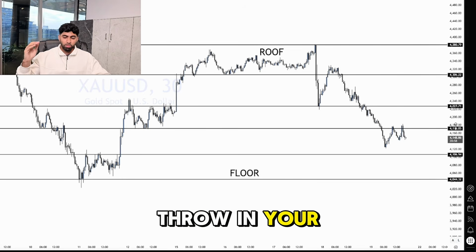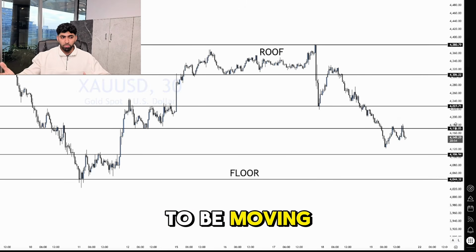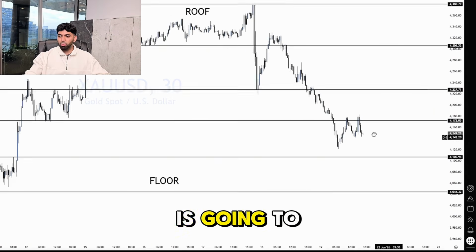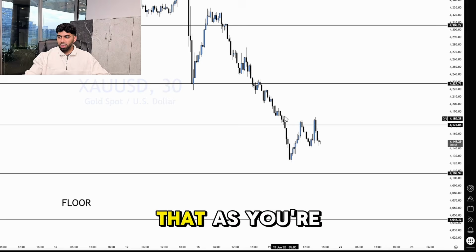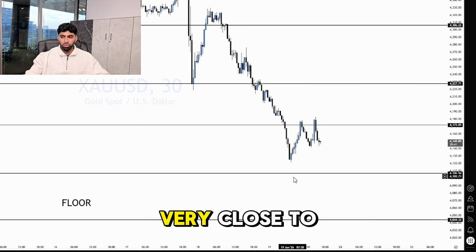Throw in your rooms in your house, and based off of that, you see where the price is going to be moving. Just that simple, right? Then one thing to note, guys, is the following. If you see that as you're following your price action there's a reaction in the price in the opposite direction, very close to a level, right?